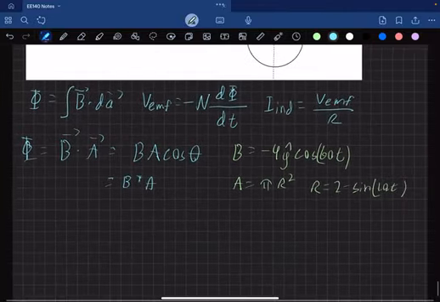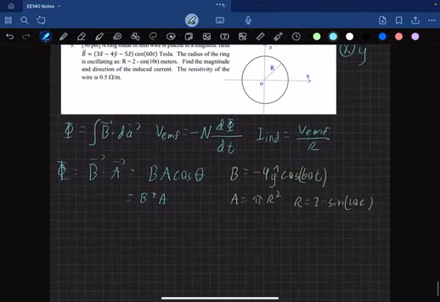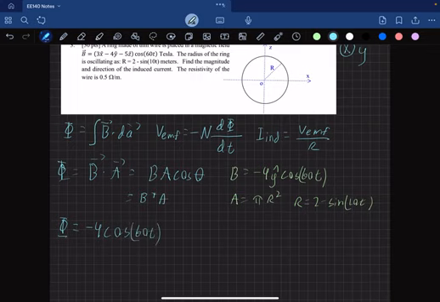And putting that together, finally we have our flux is equal to negative 4 cosine 60t times pi r squared. Now r I will use in place of our radius, for the sake of space and time.